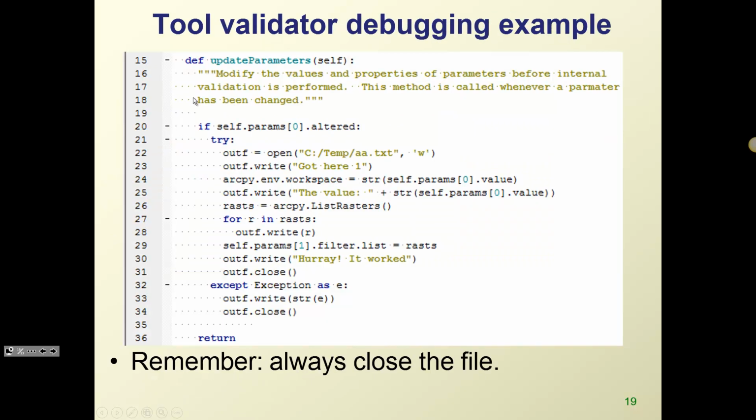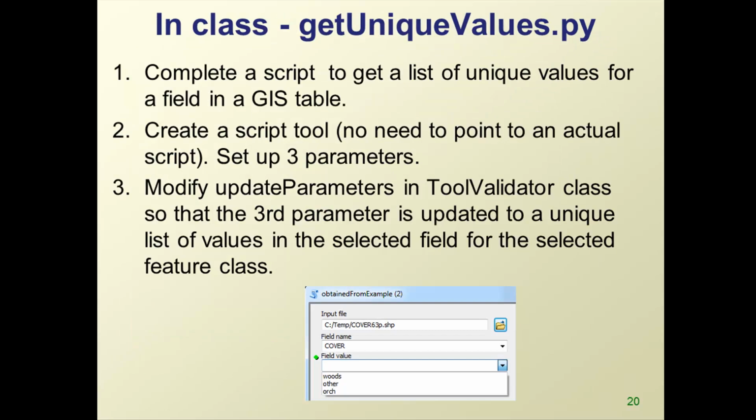Here's a full example with some debugging in it. Now try this in-class exercise to populate a parameter with the unique land cover values that you get by looking in a data set that is selected in another one of the parameters. There's some code out there on the in-class page which you can copy and make a script out of. Get that code working to get a list of unique values for a given field in a given GIS table, and then create a script tool. Set up 3 parameters. The tool doesn't actually need to point to code. The code that you created in part 1 will be used in the tool validator. It's not to be pointed to with the script tool.